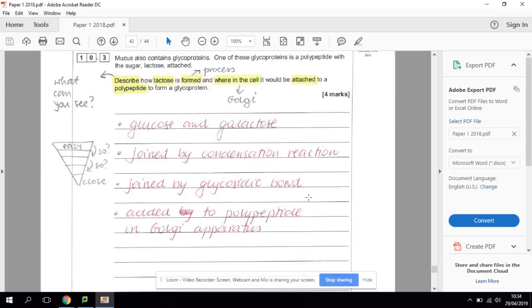And the last question here, we've got the mucus also contains glycoproteins. One of those glycoproteins is a polypeptide with the sugar lactose attached. Describe, so again, say what you can see, how lactose is formed, so the process, and where specifically in the cell it could attach to the polypeptides to form glycoprotein. So we know that the Golgi body is involved in that process. So how to do it?